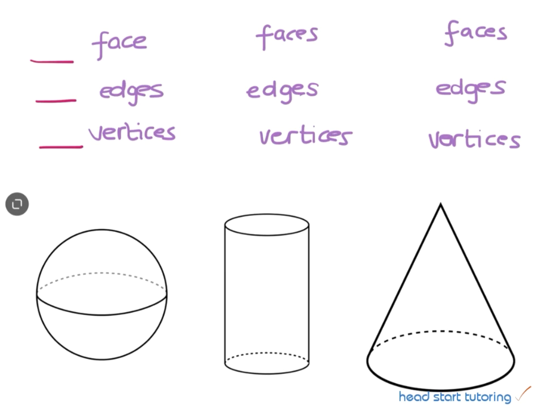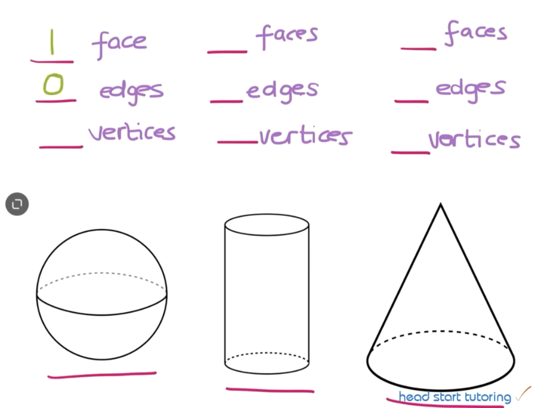We are going to have a look at how many faces, edges, and vertices our sphere, our cylinder and our cone have. So how many faces, edges, and vertices do these solids have? Let's first have a look at our sphere. A sphere only actually has one face with 0 edges and 0 vertices.